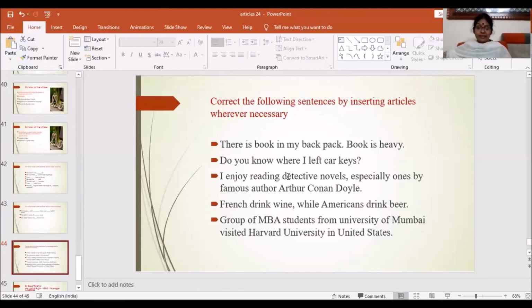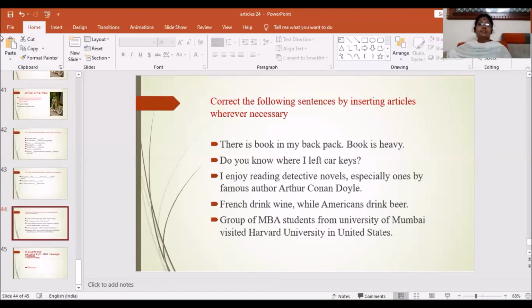I enjoy reading detective novels, especially ones by the famous author Conan Doyle, right? Then next, the French drink wine while Americans drink beer, right? Then a group of MBA students from the University of Mumbai visited Harvard University in the United States. Is it clear? So this is how we have to use our articles a and an.